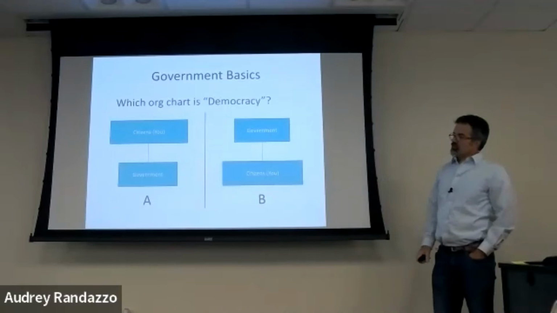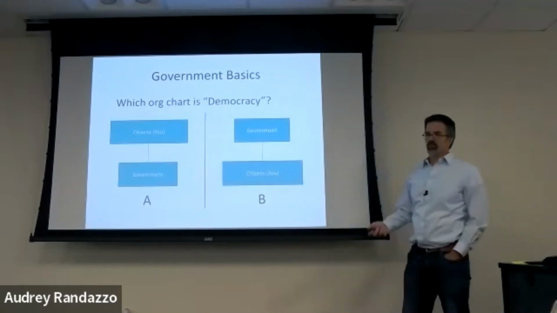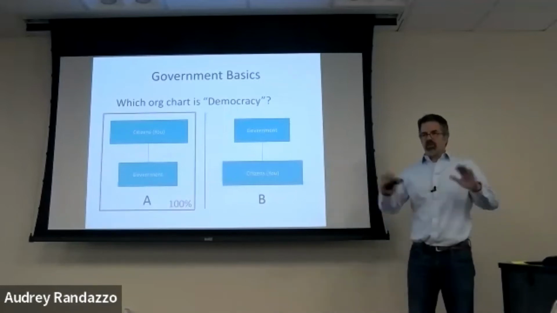Okay, good. Which org chart is democracy? A. Everyone's saying A, right? All right, you guys are 2 for 2. Everyone's saying it, we all know that, right?